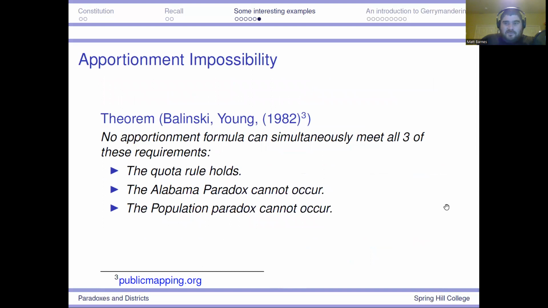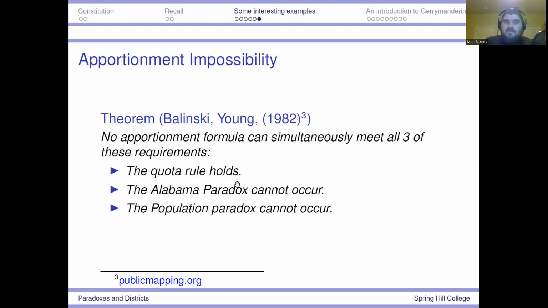Now, this is an illustration of how messy this gets, right? There is a mathematical theorem. So this is not just an opinion. This is mathematical fact, which means in the system that we have set up with our Hamilton method, there is no way that we can meet all three of these requirements. The quota rule holds, the Alabama paradox cannot occur, and the population paradox cannot occur.